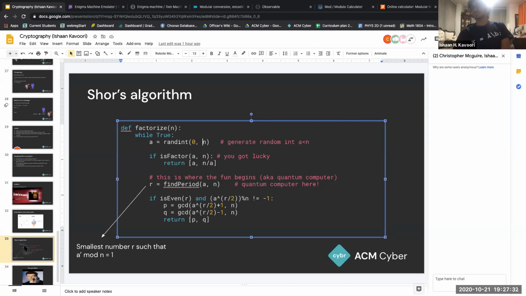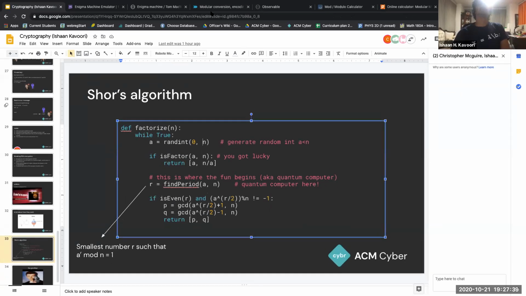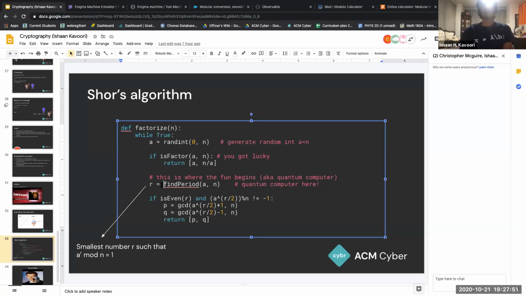Okay. So yeah, I just wanted to talk about it because I think quantum computers are really interesting. How many people are still here? 16. But yeah, oh yeah, I wanted to talk about this.